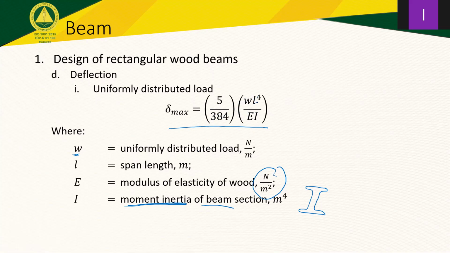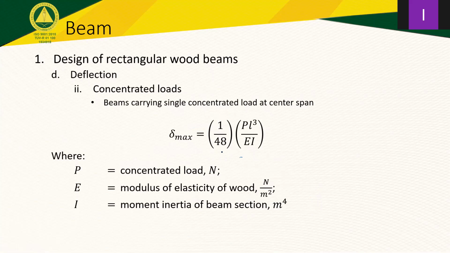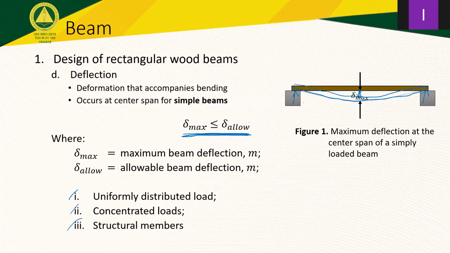So the equation has been derived, and it's 5 over 384 WL over EI, with L, the span, raised to the 4th. For concentrated loads, we have 1 over 48 PL over EI, with P as the concentrated load on the beam. We have again E and I as the modulus and the moment of inertia, specifically. So the beam is carrying a single concentrated load at the center span for this case. Let's go back. So we have a force here, at the center of the beam, just over here.